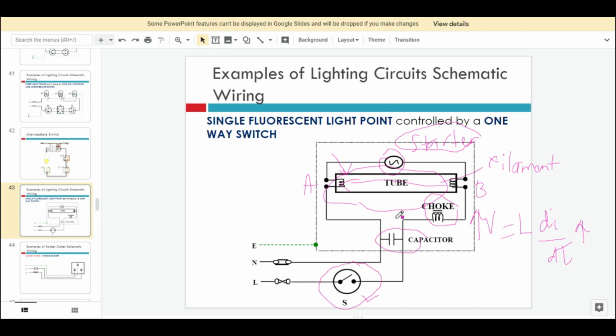Okay, but you just know that this switch can switch on and off the fluorescent light point.